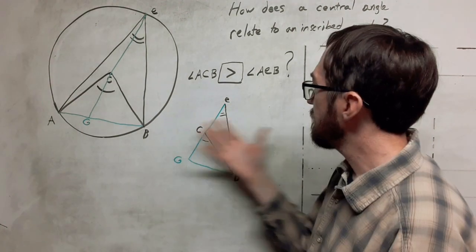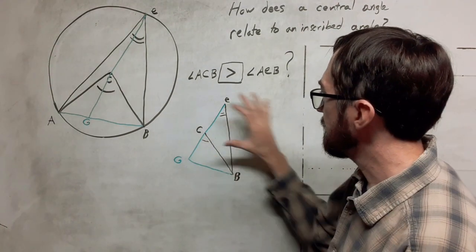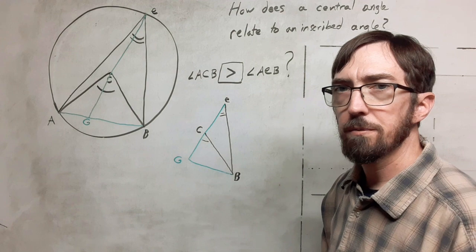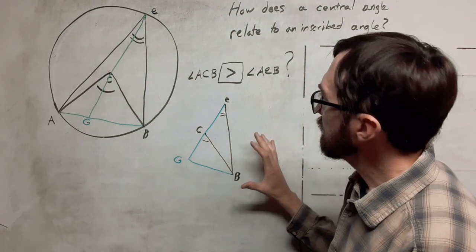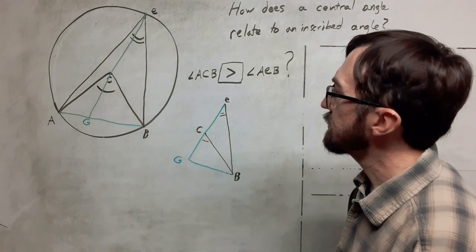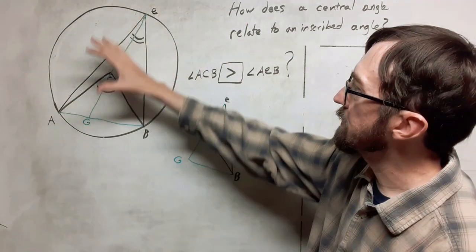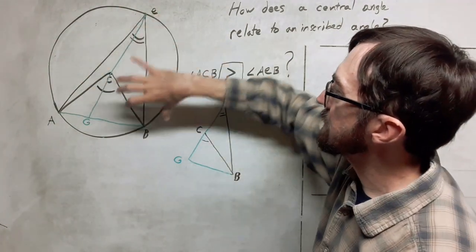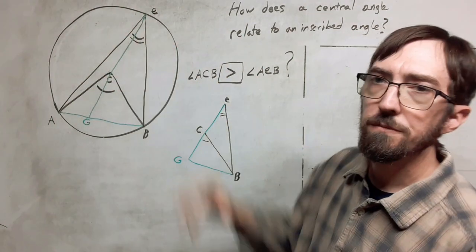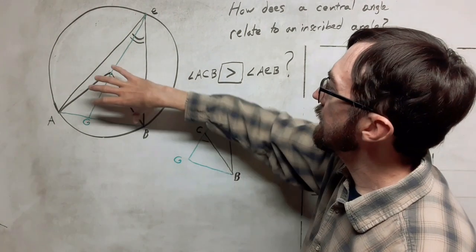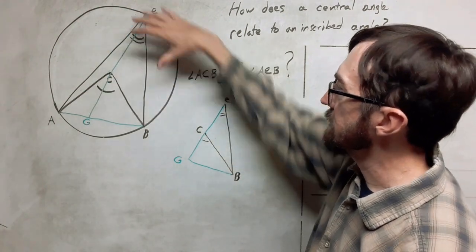Now that we've pulled this triangle off to the side, we can look at the properties we have here, and then when we reinsert this into the circle here with these angles, it will tell us something about the diagram that we had with the central angle and the inscribed angle.